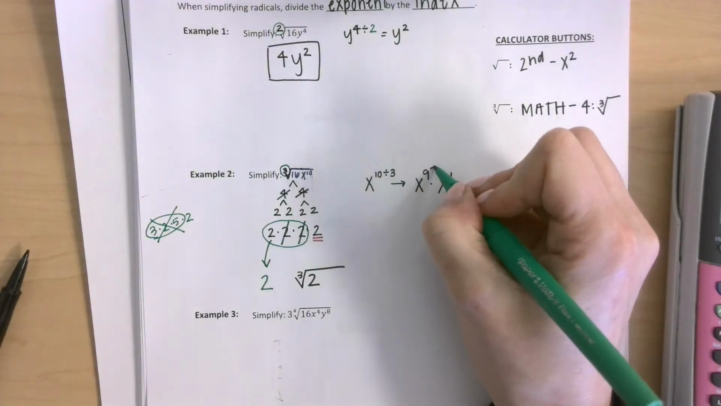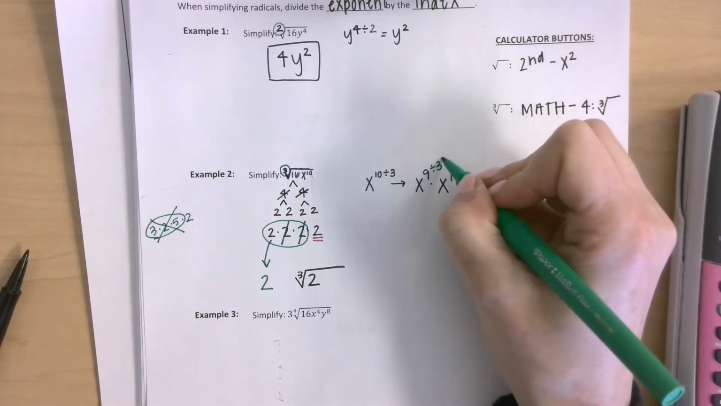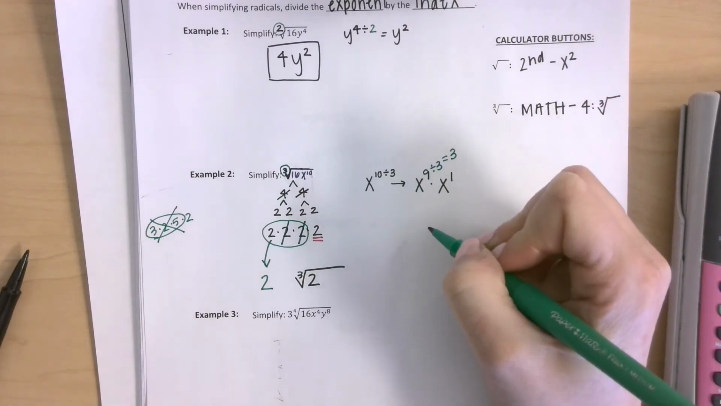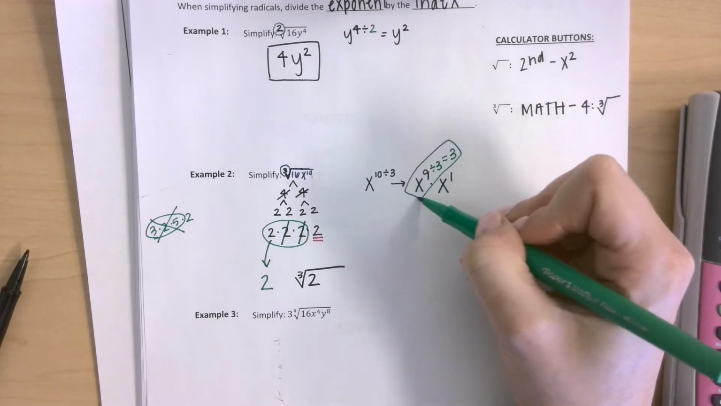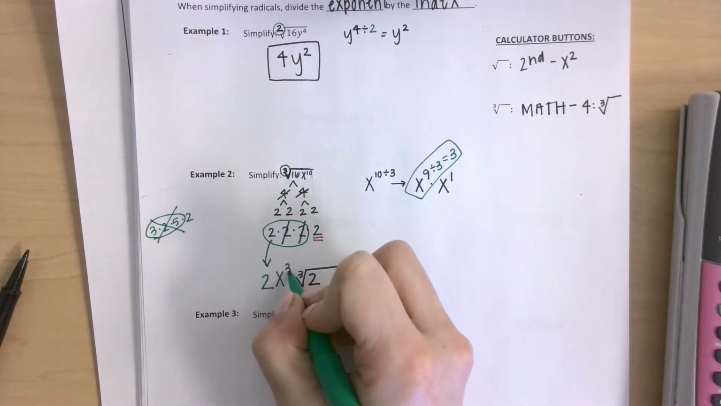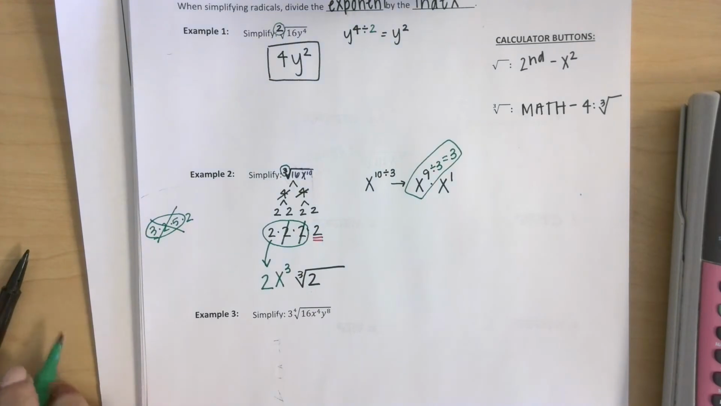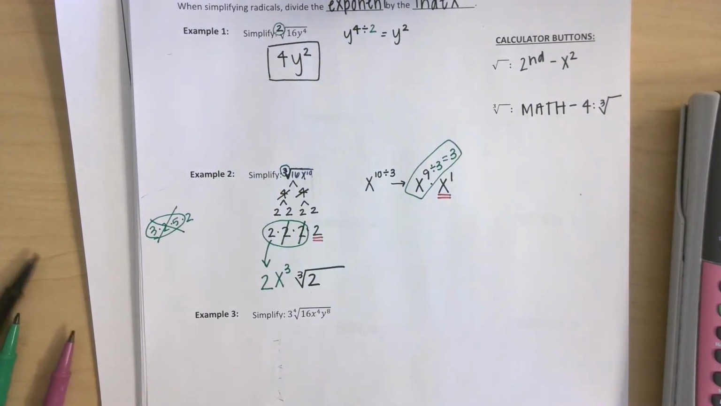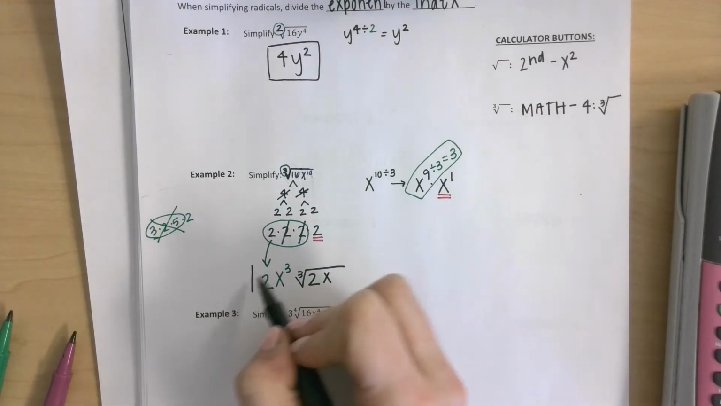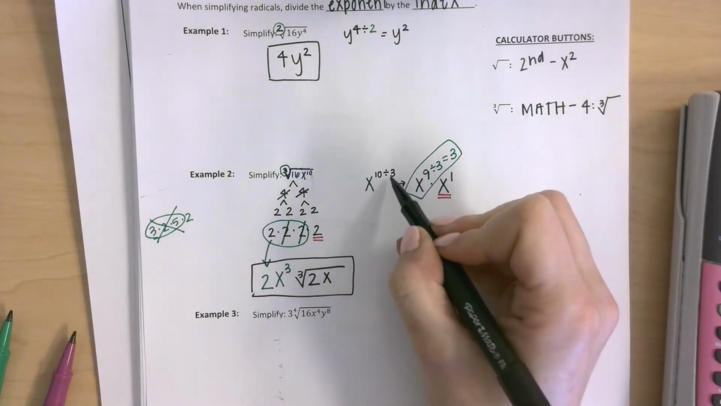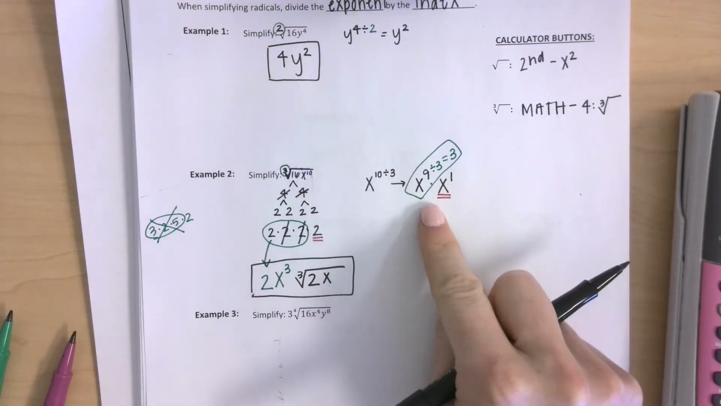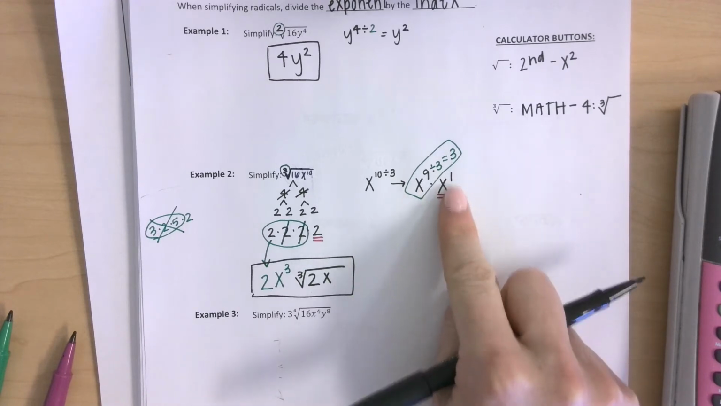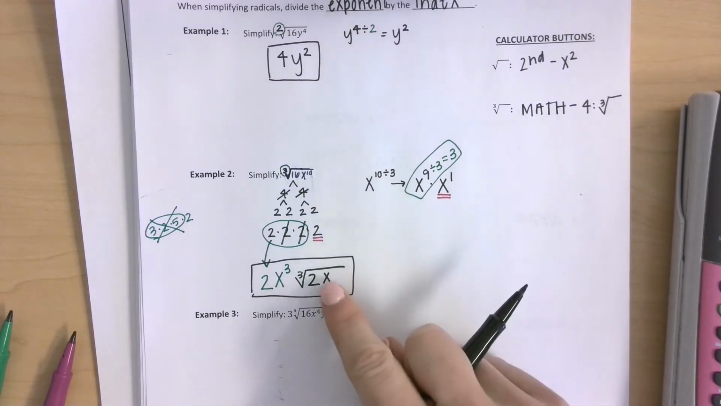Now when I take that 9 and try to divide by 3, it gives me a nice whole number of 3. These 3 x's are going to go on the outside of the radical. This x here did not divide by 3 nicely. 1 does not divide by 3, so it's going to stay inside of the radical. Okay, so if you ever have an exponent that doesn't divide nicely by that index, break it up so that you have one group that divides nicely and you have one group that does not.